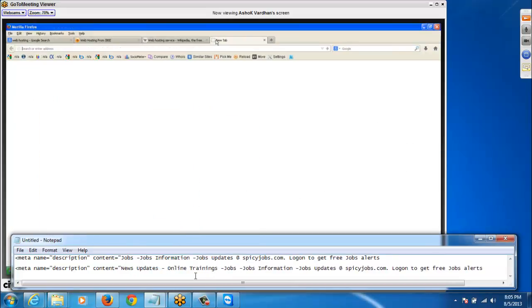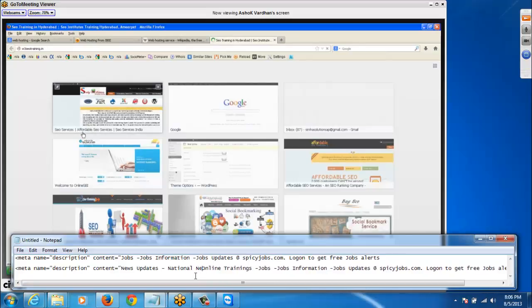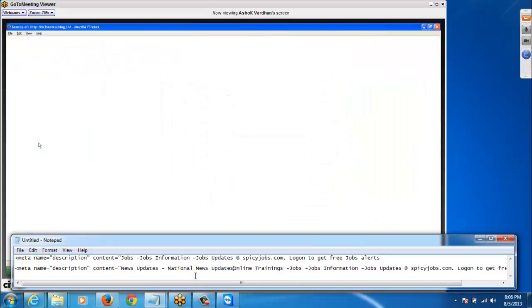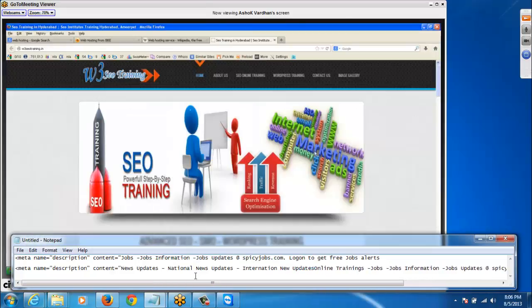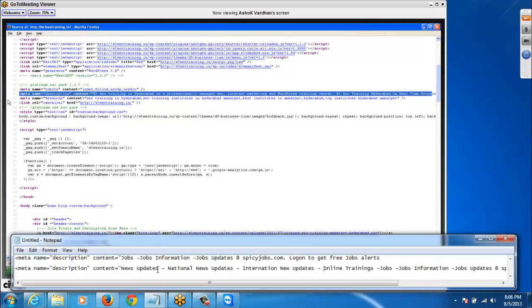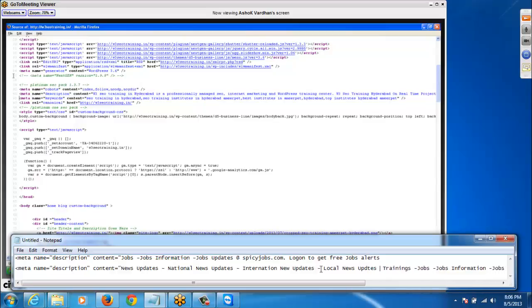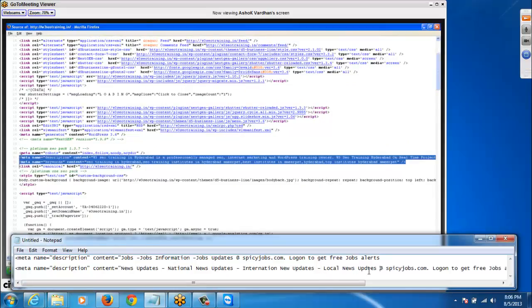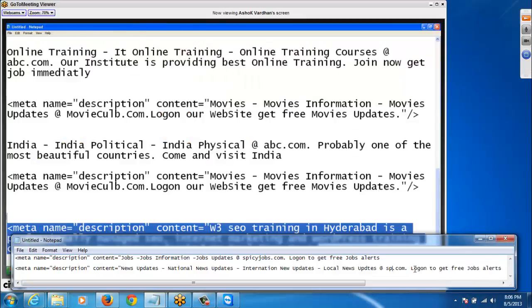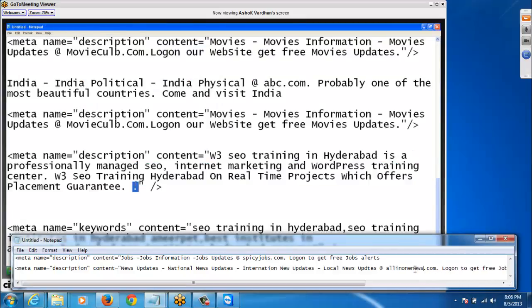So here we can find, for example, if you want to check the syntax of every page, press Ctrl U. Okay, this is my syntax, like this. Here we can find first the title, this one is title, this one is description and keywords.